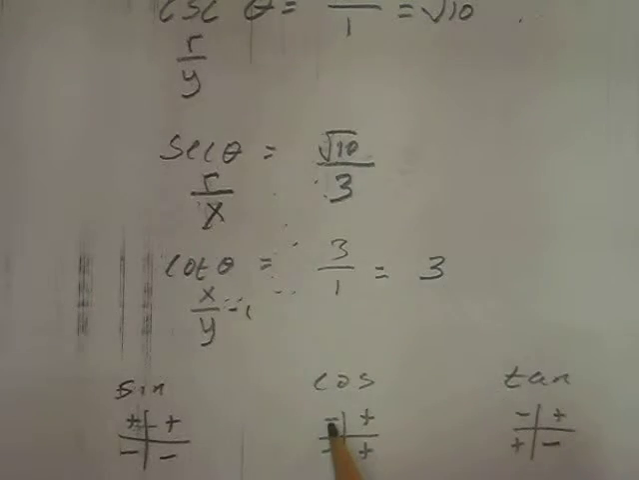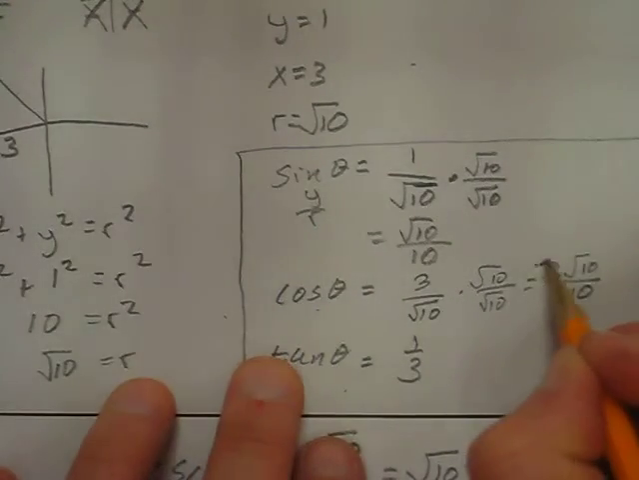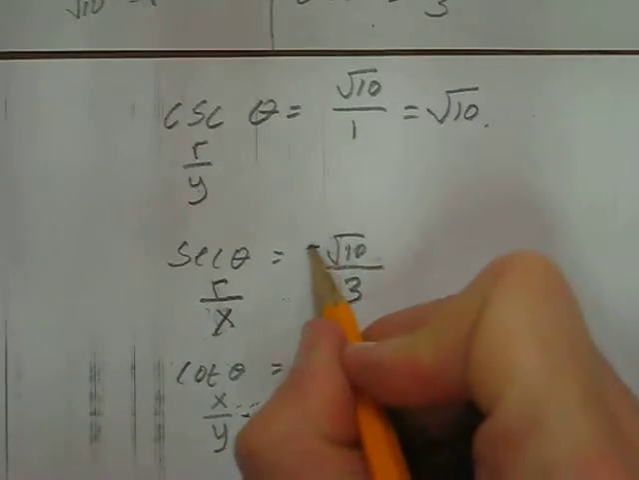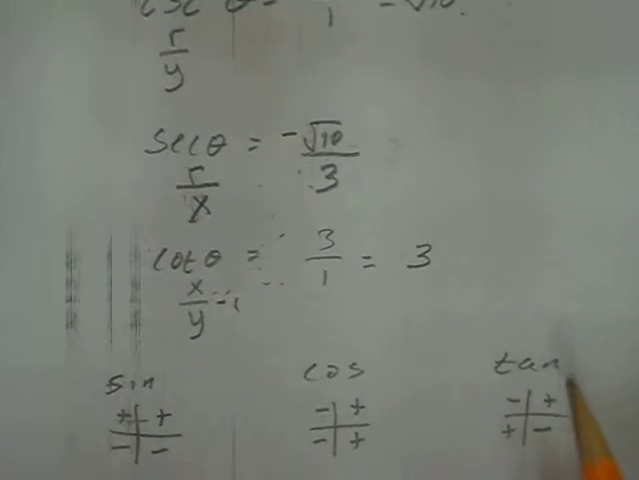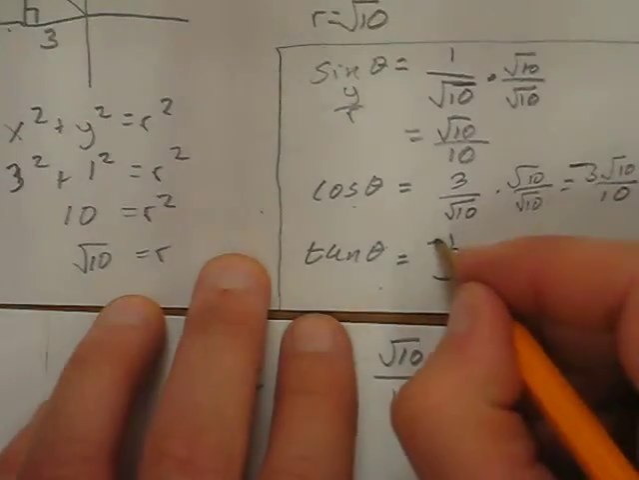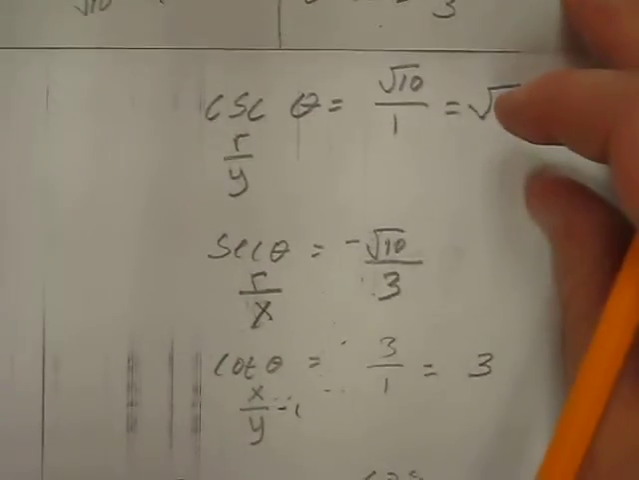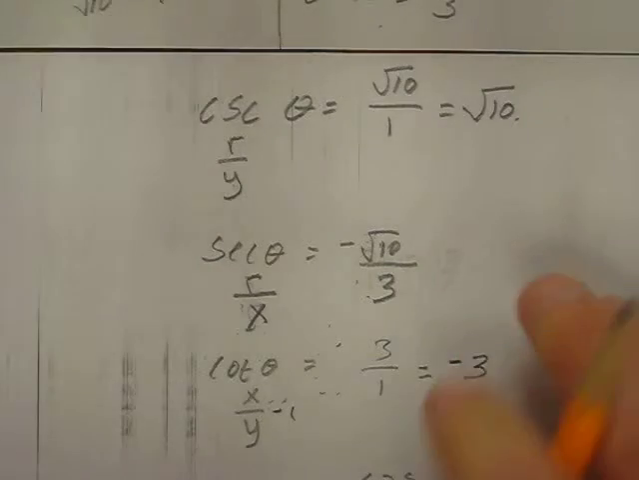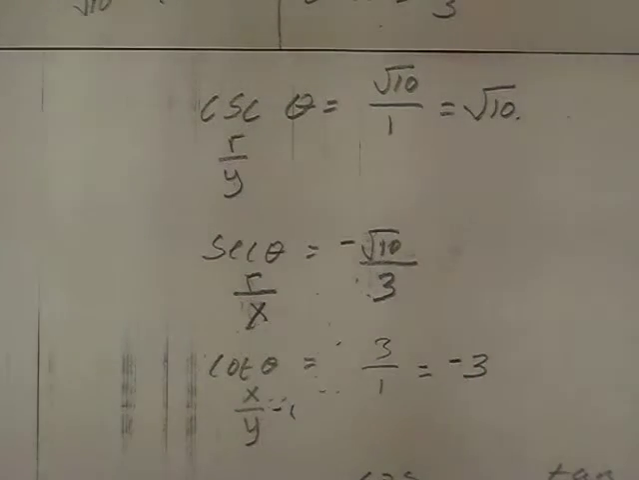Cosine in the second quadrant is negative, so I'm going to go back and make cosine negative, and I'm going to make the reciprocal for cosine negative, so secant. And then the last thing that I have to check for is tangent. Tangent is negative in the second quadrant, so I have to go back and make sure that my tangent value is negative and my cotangent value is negative. So that's how you would work out finding trig ratios when the radius is not 1.